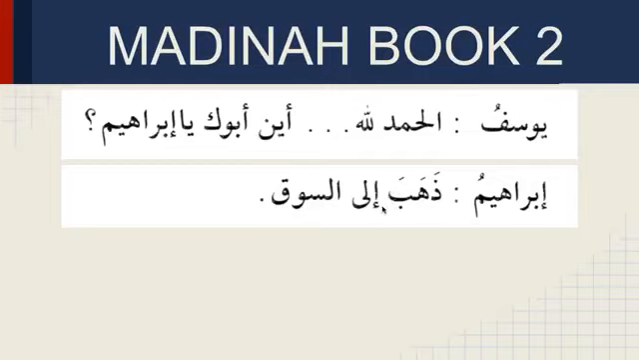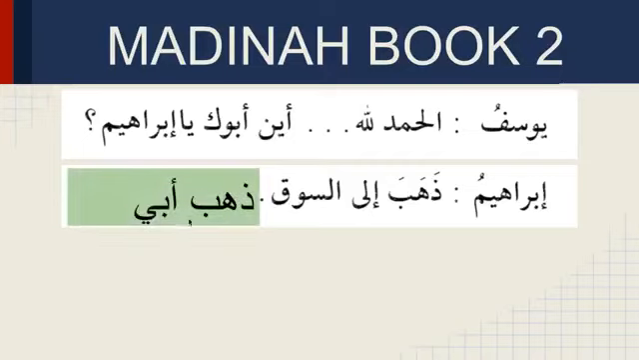So how do we translate? We translate he went. Dhahaba ila suqi, to the market or to the shopping complex. So he went to the shopping mall. So with dhahaba, the fa'il can be mawjood or it can be mustatir. So we can also say dhahaba abi. So always we translate the fa'il first.